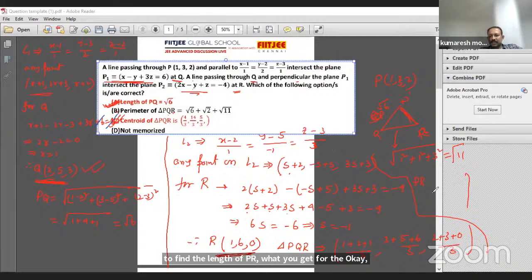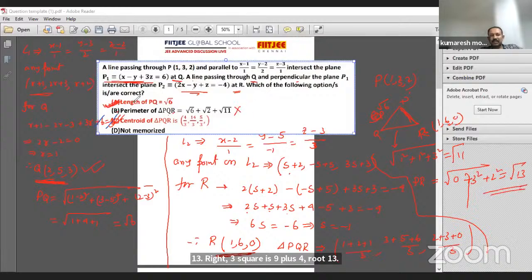We'll find the length of PR, which is the distance between P and R. So the square root of (1 minus 1, 0) square plus (3 minus 6 plus 3) square, that is 2, so plus 2 square. We get the length equal to root 13, right? 3 square is 9 plus 4, root 13. So definitely option B cannot come.